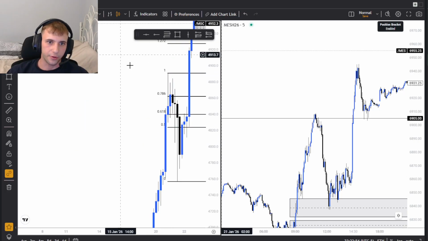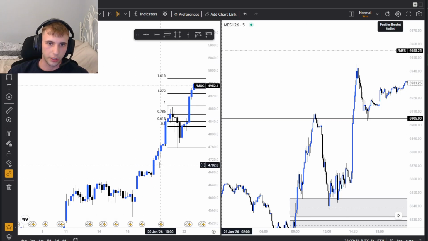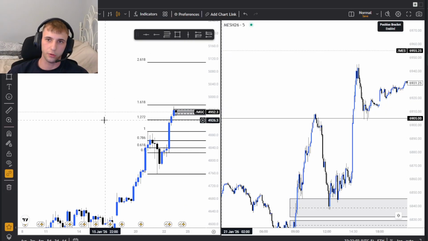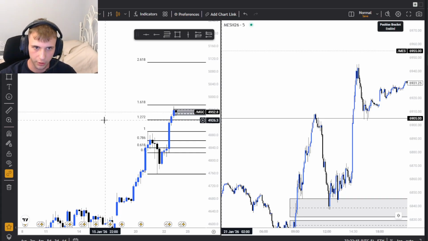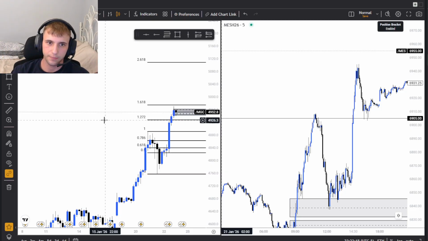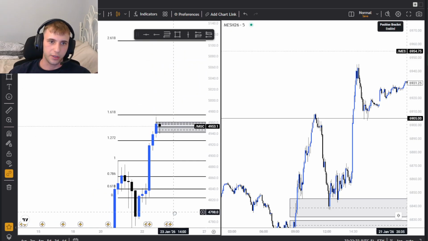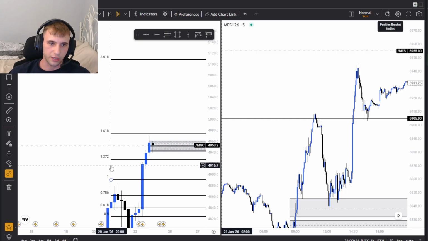We come up onto the higher time frame. We are at all-time highs, and this mainly really works at all-time highs. I wouldn't use this any other time other than all-time highs, because if we have liquidity, I'd much rather target liquidity than extensions. But this is how we use the extensions as the take profit levels. These are the extensions, 1.272, 1.618, and 2.618.